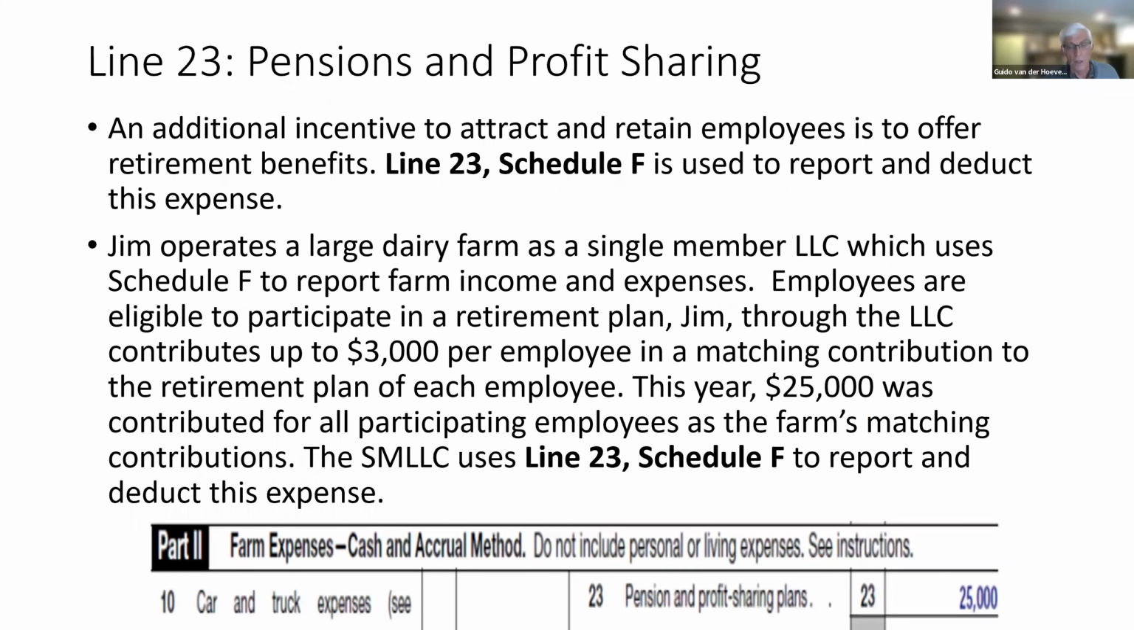Pensions and profit sharing, we're now sliding over and coming through. Some farms may do that. Again, not very common, but I just wanted to illustrate it since we're doing line by line. Here we've got a dairy farm, and they have retirement opportunities and participation. He contributes up to $3,000 per employee. And this particular year, $25,000 was contributed for all of the participating employees. And so you would see that on line 23. There's the $25,000 for those employees that Jim, the employer, made on their behalf.